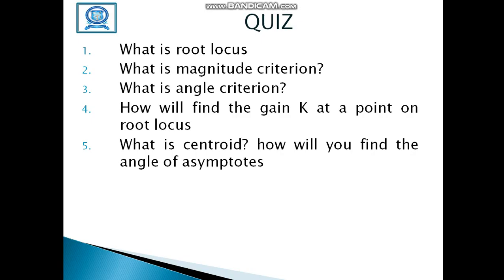The quiz questions are: What is the root locus? What is the magnitude criterion? What is the angle criterion? How will you find the gain K at a point on the root locus? What is the centroid? How will you find the angle of asymptotes?